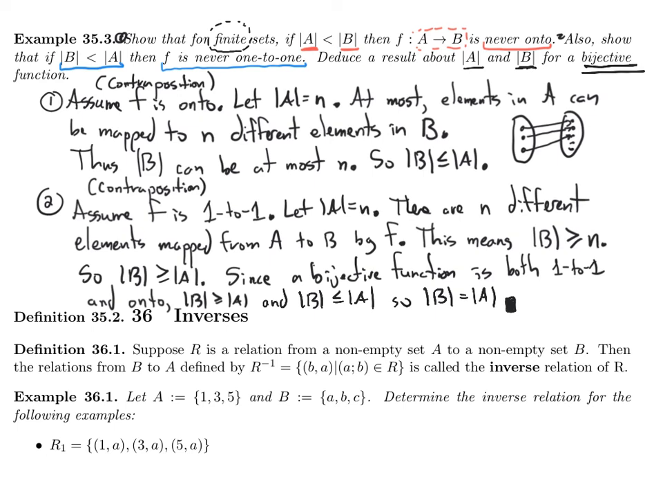Okay, so that's all I want to talk about for properties of functions. We're going to move on in the next video to talk about inverses, how to turn the arrows backwards in functions, where the codomain is now your domain and the domain is now your codomain.